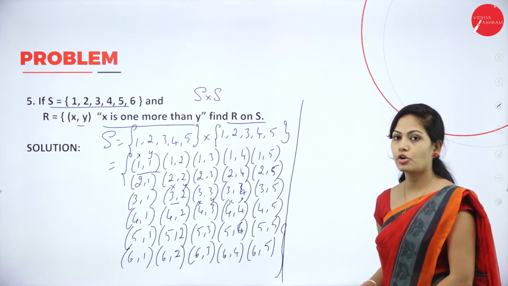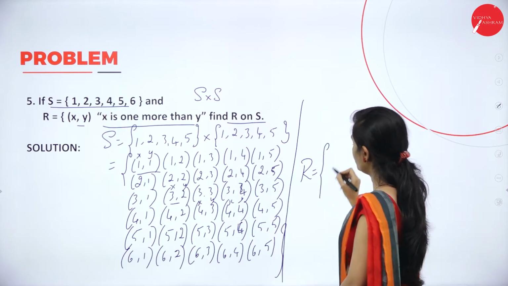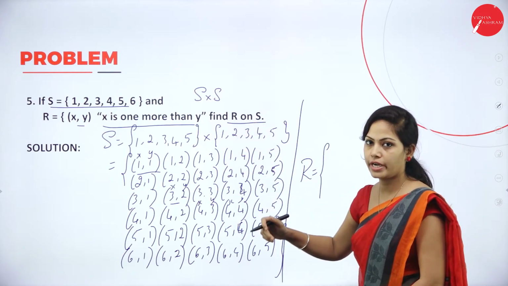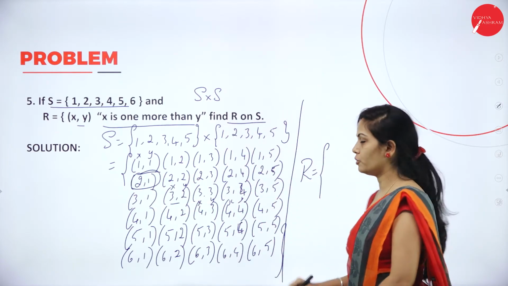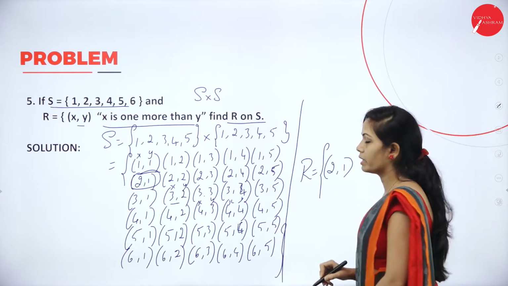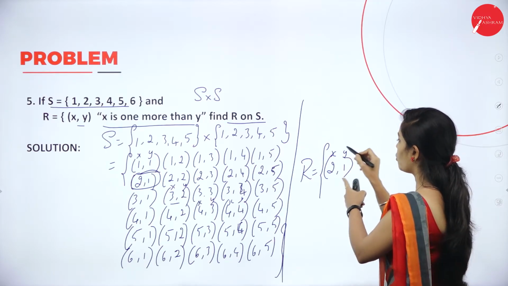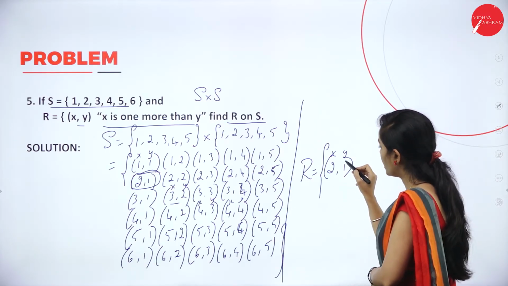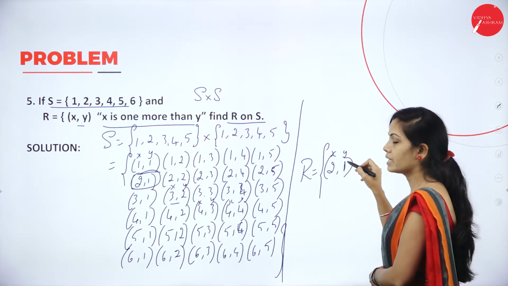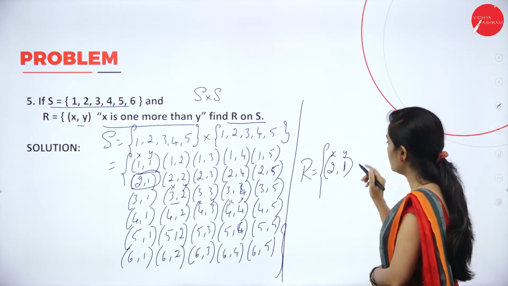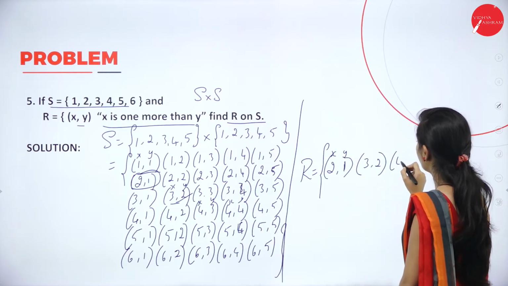So first find out S cross S, then write the relation R is equal to, so X is 1 more than the Y value. So the X value should be 1 more than the Y value. So I will write 2, 1. This is my X value, this is the Y value. So this X value is 1 more than this Y value. In Y I have 1, in X I have 2. So 2, 1. And again I will take 3, 2 and 4, 3.